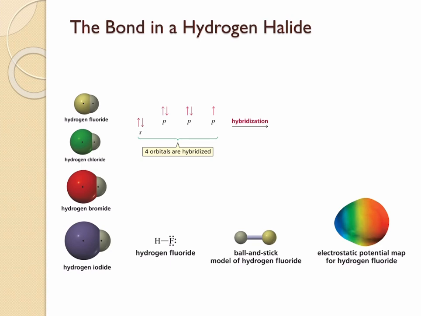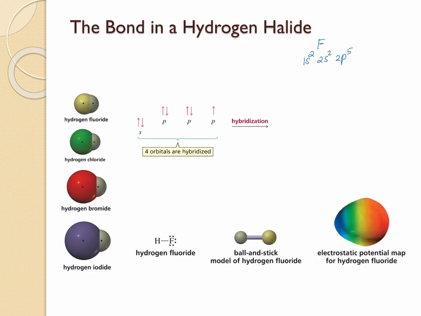Let's go on to the next molecule, which is going to be a hydrogen halide. And we can take any of these halogens, fluoride ion, chloride ion, or bromide ion. Let's draw fluorine's electronic configuration here. So fluorine has a total of 9 electrons, so it's going to be 1s2, 2s2, 2p5.